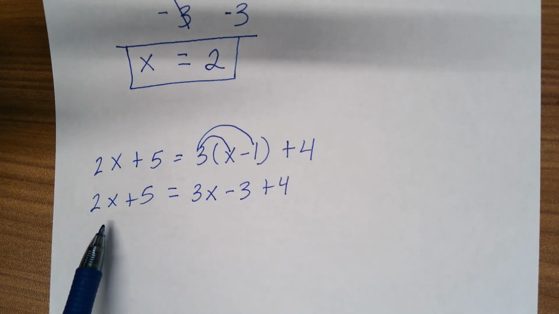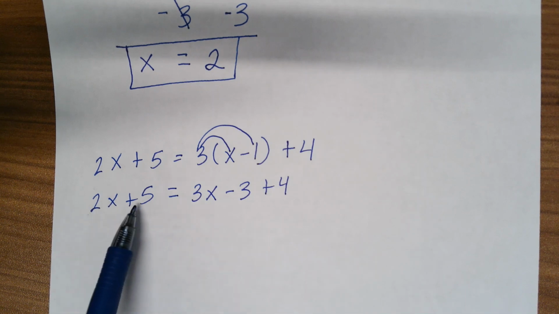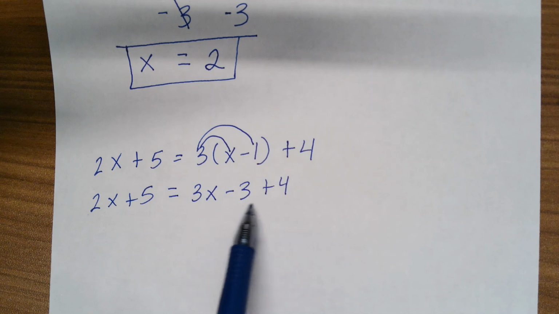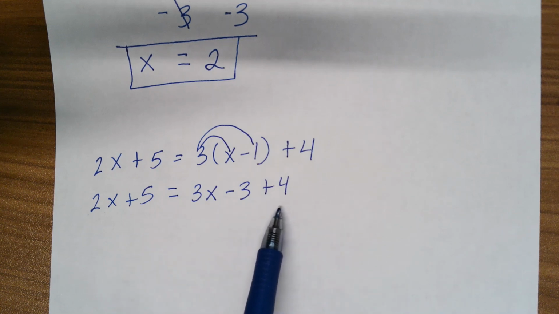Meaning, do I have 2 things that both have an x or are both plain numbers? And on the left, the answer is no. I have 2x and I have 5. This has a variable, this does not, so they are not like terms, so I'm going to leave that alone for right now. Going to the right-hand side, I'm looking for the same thing, any like terms.